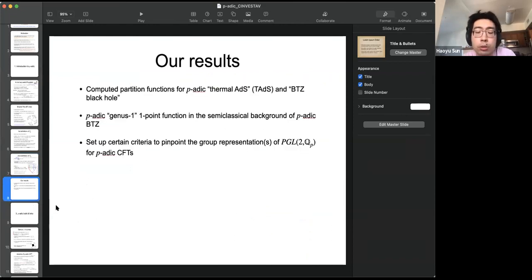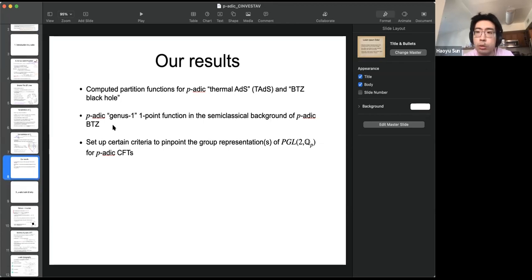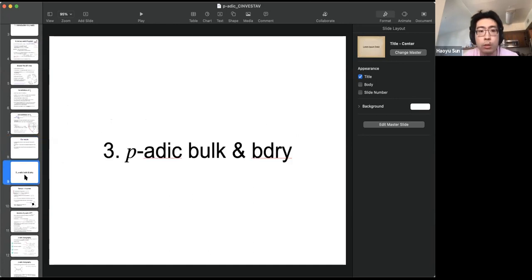So in summary, our results are as follows. First, we computed the partition functions of p-adic, quote unquote, thermal AdS and the BTZ black hole. And then we used the p-adic genus one-point functions, which is the CFT one-point function in the semi-classical background of p-adic BTZ, which leads to some results we believe to be universal for p-adic CFT. And finally, which is quite separate from the first two bullet points, we set up certain criteria to pinpoint the group representation of PGL2(Q_p) for p-adic CFTs. So any questions so far?